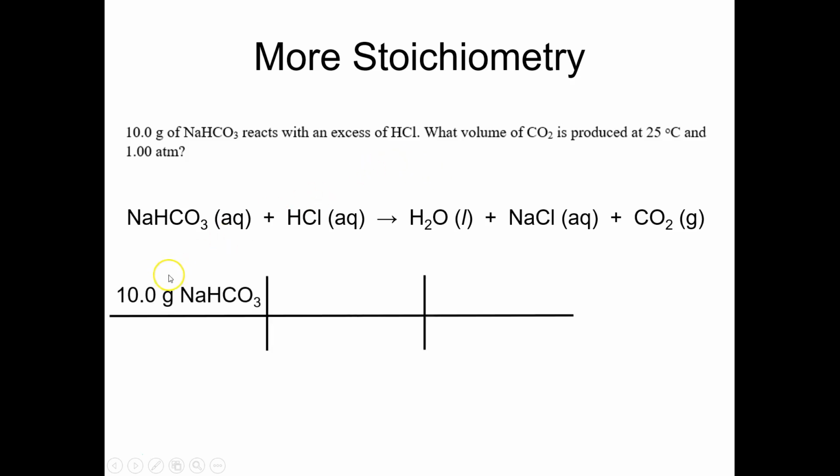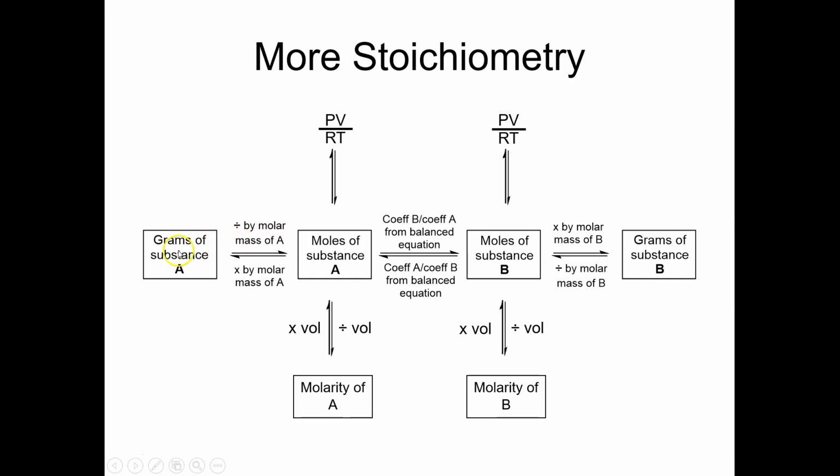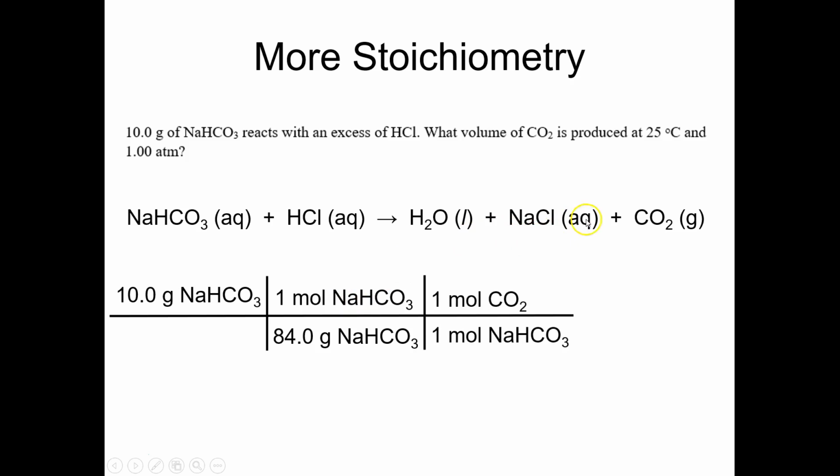So we're starting with 10 grams of sodium bicarbonate. Let's just remind ourselves what we're doing here. We're going from grams of substance A to moles of substance A to moles of substance B to PV equals nRT. Okay. 10 grams, I'm going to convert that to moles by dividing by the molar mass. I'm now going to convert moles of sodium bicarbonate to moles of carbon dioxide from the coefficients in the balanced equation. That gives me 0.119 moles of carbon dioxide.